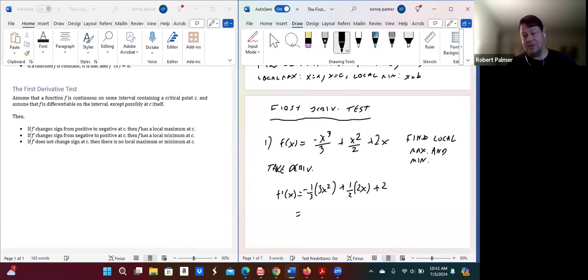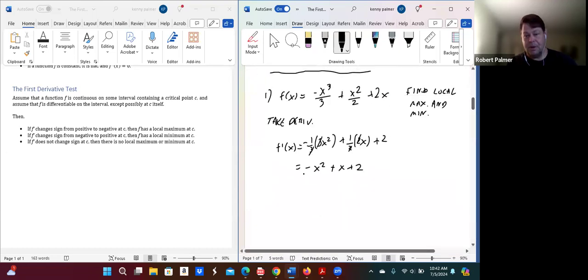And then let's simplify this. It's nice. The 3's cancel out here. The 2's cancel out here. What we're left with is negative x squared plus x plus 2. Okay. Now, that's our derivative.